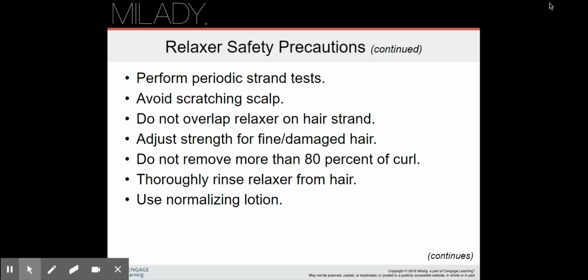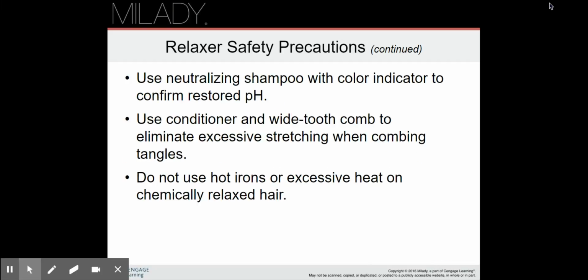Thoroughly rinse the relaxer from the hair. Use a normalizing lotion. Use neutralizing shampoo with a color indicator to confirm restored pH. Use conditioner and a wide-tooth comb to eliminate excessive stretching when combing tangles. Do not use hot irons or excessive heat on chemically relaxed hair.